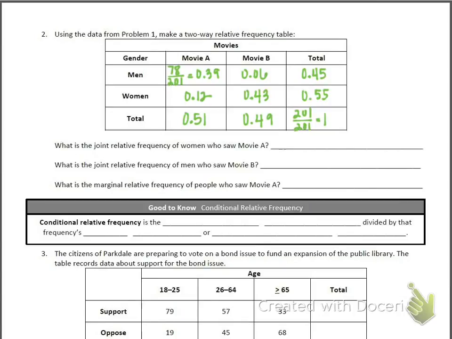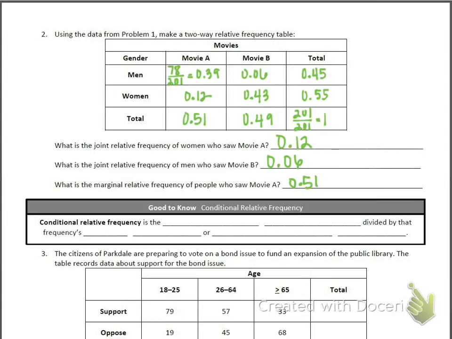Okay. So then, you guys have actually already answered some of the questions, so let's just go through these really quick. What is the joint relative frequency of women who saw movie A? 0.12. What's the joint relative frequency of men who saw movie B? 0.06. And then the marginal relative frequency of people who saw movie A would be 0.51. Not too bad.